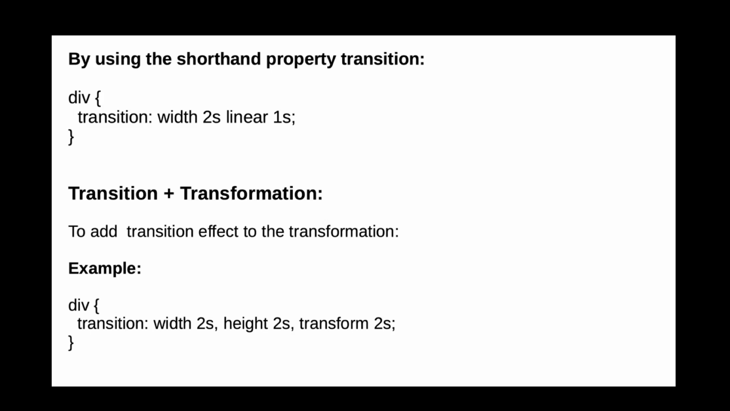By using the shorthand property transition, we add all the 4 values into a single property. Next, if you want to add transition plus transformation, we use the transition property, in which we set the width duration, height duration and transform duration. So we can take one example of this.